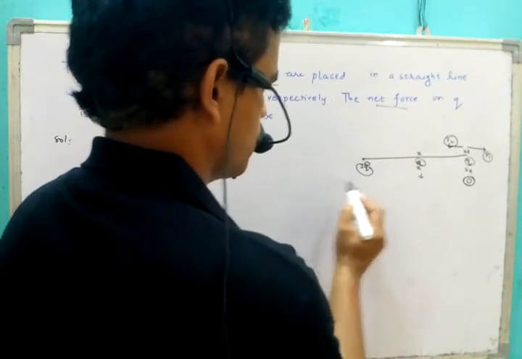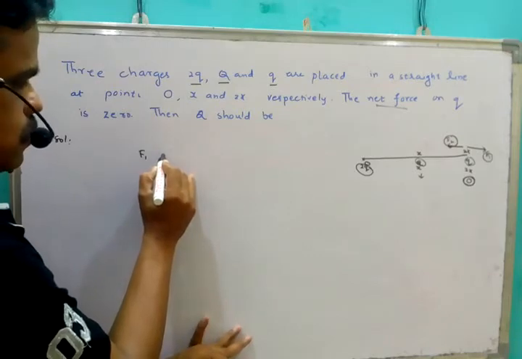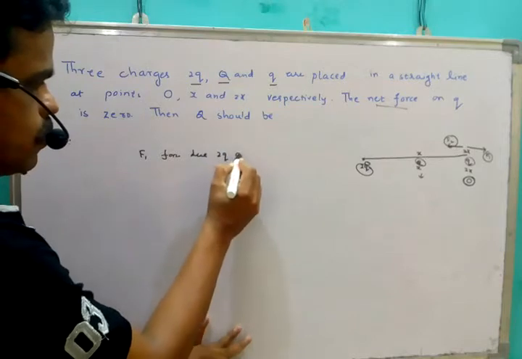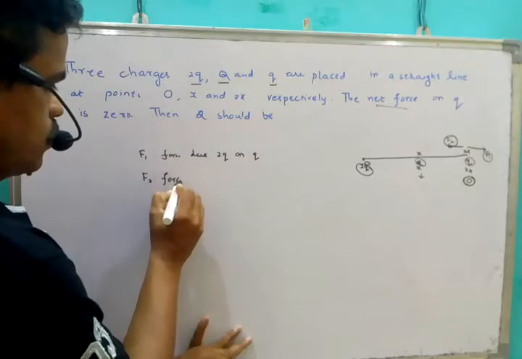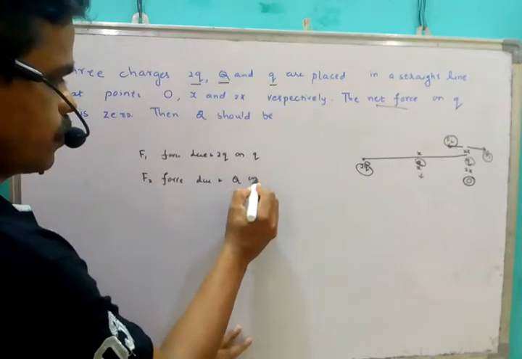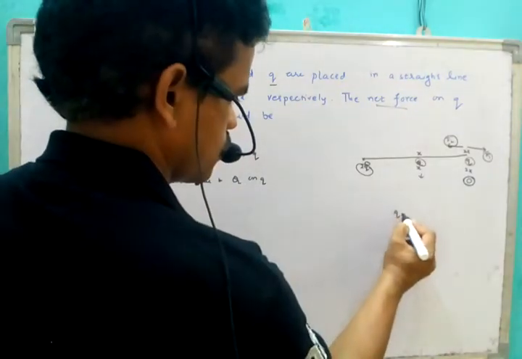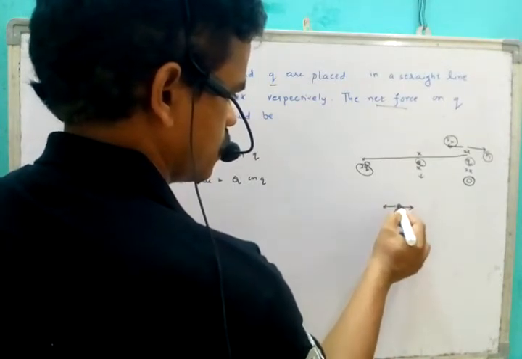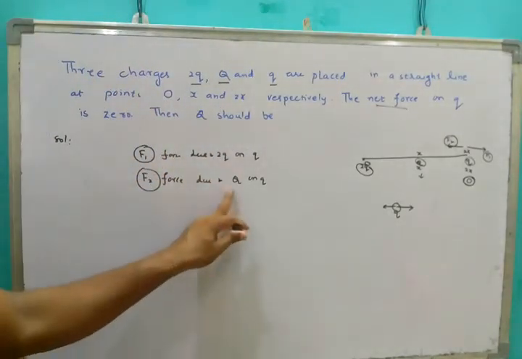That means F1 force is due to 2q on small q, and the F2 force is due to capital Q on small q. If these two forces, one acting towards the right side and one acting towards the left side, are equal, then the net force on small q will be 0. So we have to find Q.